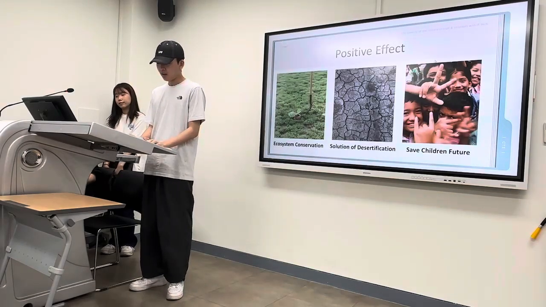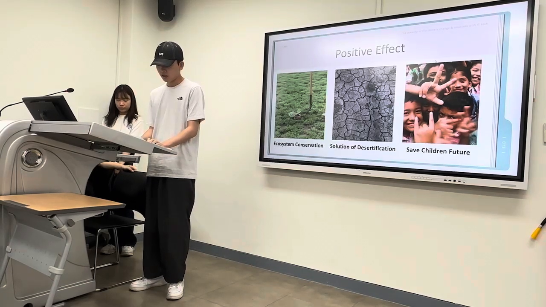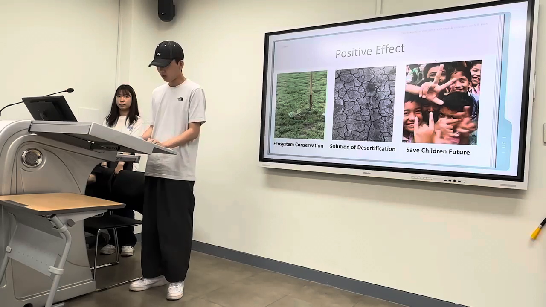By using AI technology and blockchain technology, we can see many positive effects. First, we can protect ecosystems such as forests. Secondly, we can solve the problem of desertification caused by climate change. Finally, by solving the climate problem, we can keep our children's future safe from climate pollution.